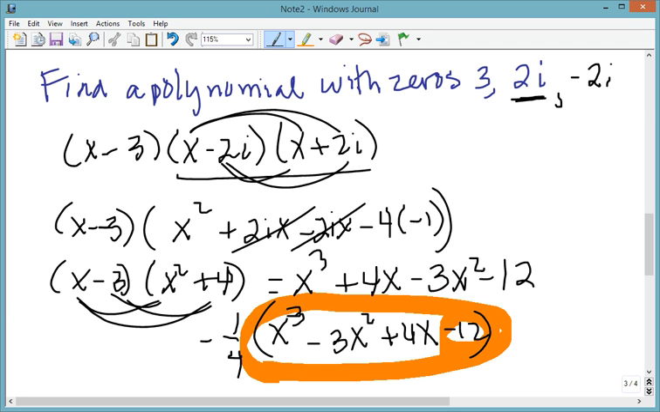You get your basic polynomial with these zeros. If they tell you to find something specific about one of the numbers, then you multiply by whatever you need to multiply by so that you get that specific number.